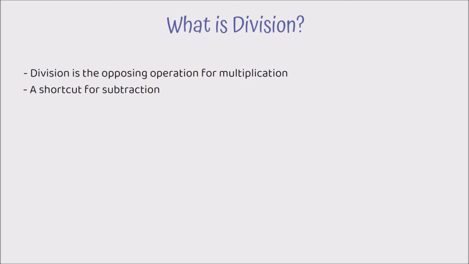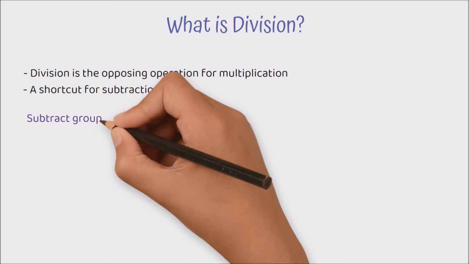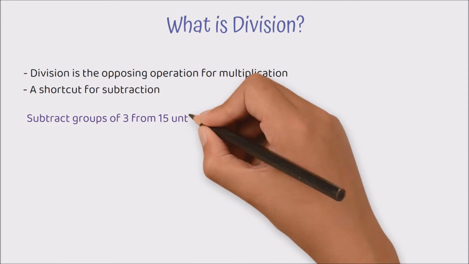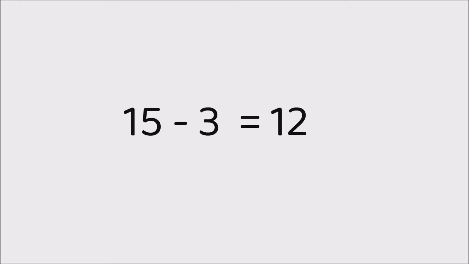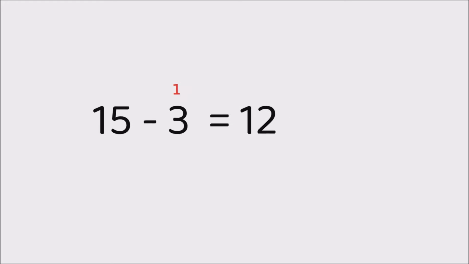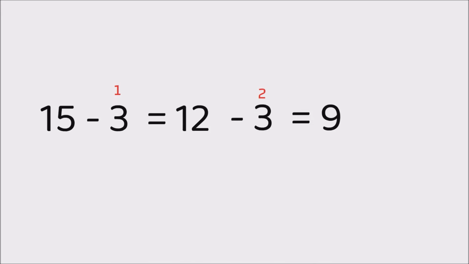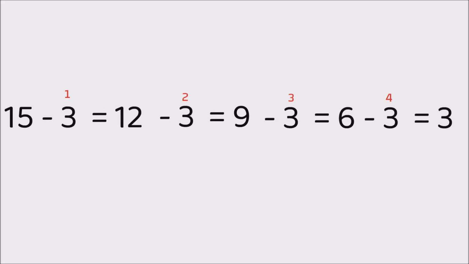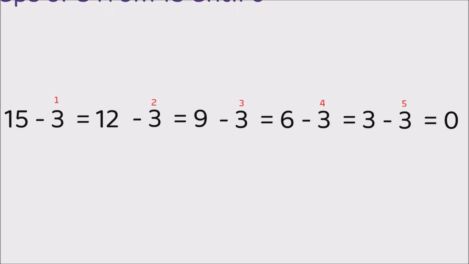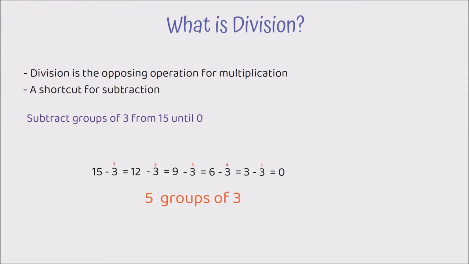Here's what I mean. If I ask how many groups of 3 can I subtract from 15 until I get to 0, we would say 15 minus 3 is 12, so that's one group. 12 minus 3 is 9. 9 minus 3 is 6. 6 minus 3 is 3. And finally, 3 minus 3 is 0. So in total, we had to subtract 5 groups of 3.